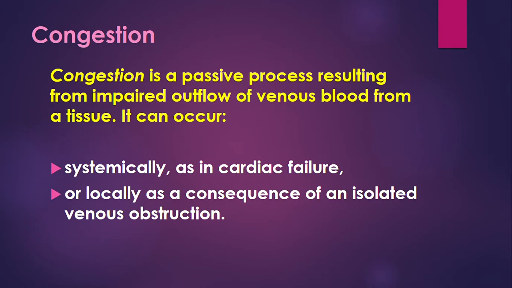An example of a systemic cause of congestion is cardiac failure, and an example of a local cause is an isolated venous obstruction. For example, venous obstruction occurs if we have a tumor that puts pressure on the veins, causing impairment of the venous return. Or sometimes we have torsion, especially of the testicles or torsion of the ovaries, causing impairment of the outflow of the venous blood leading to congestion. So the causes of congestion could be systemic or local.